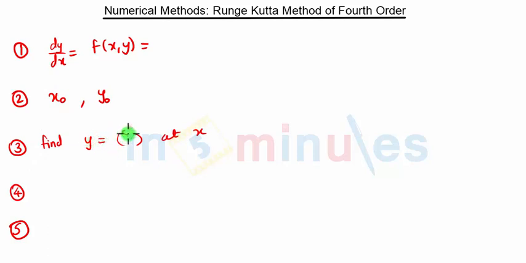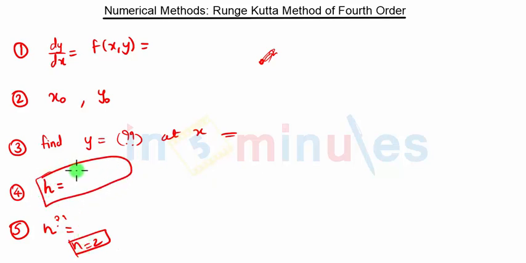Then we have to find the value of y at x equal to something. Then we will be given the interval h and then we can calculate the number of steps. So h will be given in the question and n will also be given in the question. N is the number of steps. So h and n will be given in the question. If n is not given, we have to assume n equal to 2. And we can find the value of h from the question only. How we can find the value of h from the question? We will see that very shortly. These are the basic steps.